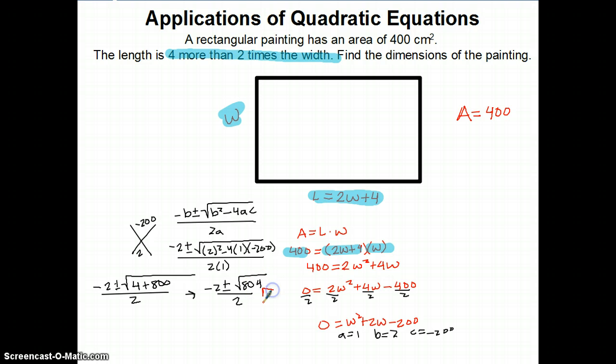Factoring down my 804, I see it can be reduced to 4 and 201, or 2 times 2, which does pair up, so it gets to come out of the radical. So I have negative 2 plus or minus, I'm taking out a 2, and I'm left with the square root of 201, all over 2. I can factor out a 2 from the top, so I have 2 times negative 1 plus or minus the square root of 201, all over 2. And now I can reduce these 2's, leaving me with just negative 1 plus or minus the square root of 201.